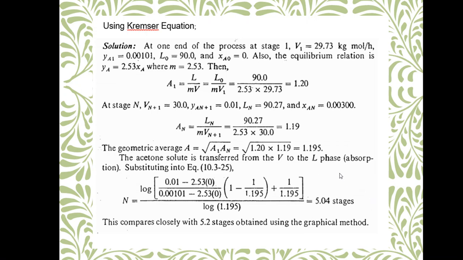The 5.04 is the number of stages for a 90% recovery given the conditions related in the problem. So again, don't assume that your gas absorption factors are constant. Solve them. And whenever they're not constants, get the geometric mean.